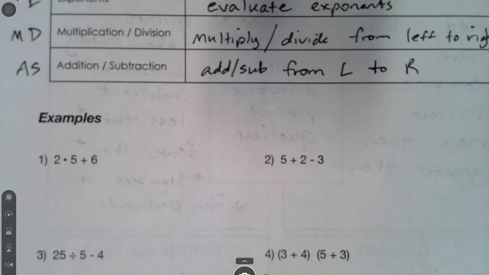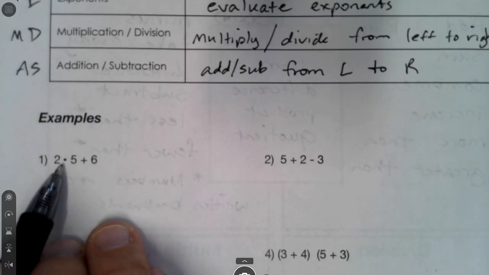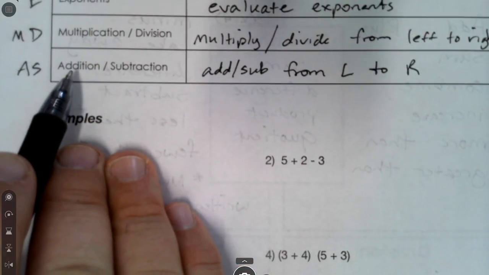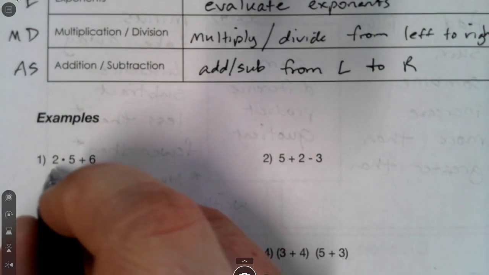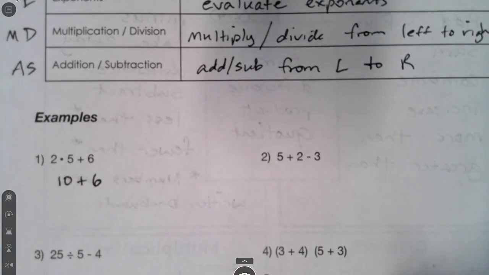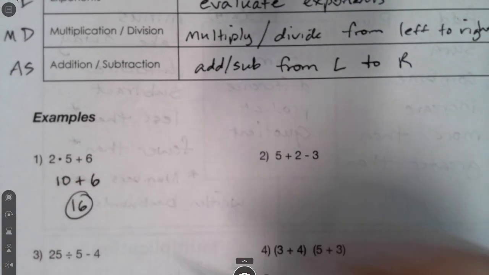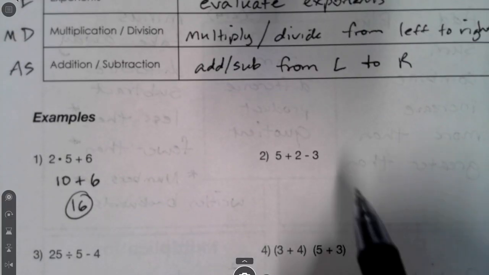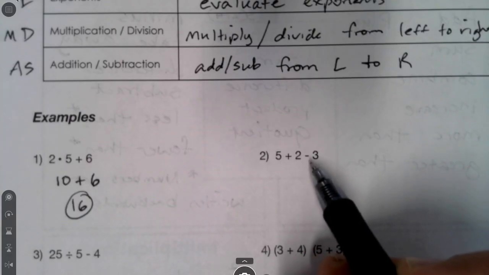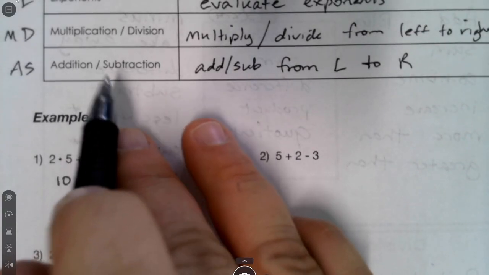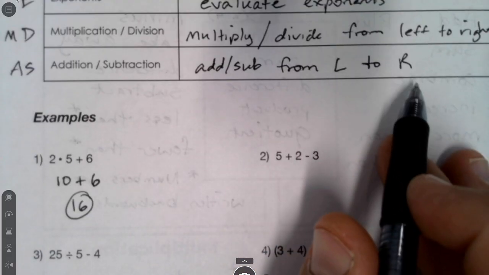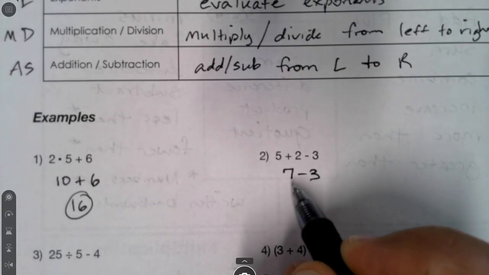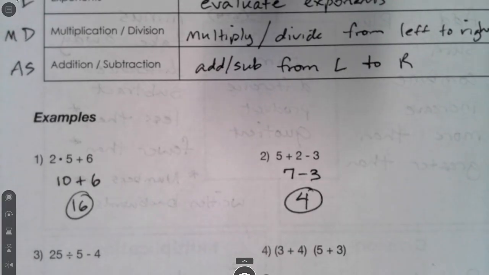So let's practice this here. As I look, I see there's multiplication and addition. Well, multiplication is in the step before addition, so that means I should do the multiplication first. 2 times 5 is 10. 10 plus 6 is 16. Number 2, we have addition and subtraction. They're both in the same step, so all I have to do is make sure I do it from left to right. So first, 5 plus 2 is 7. 7 minus 3 is 4.